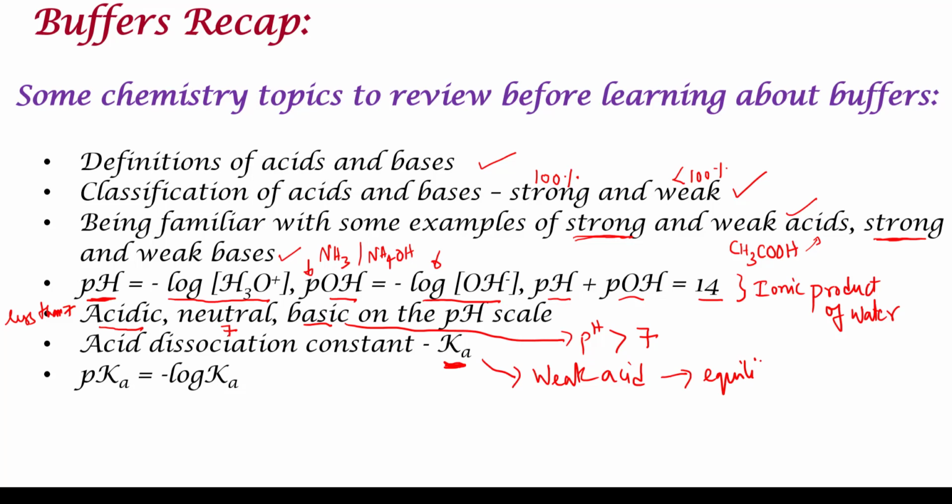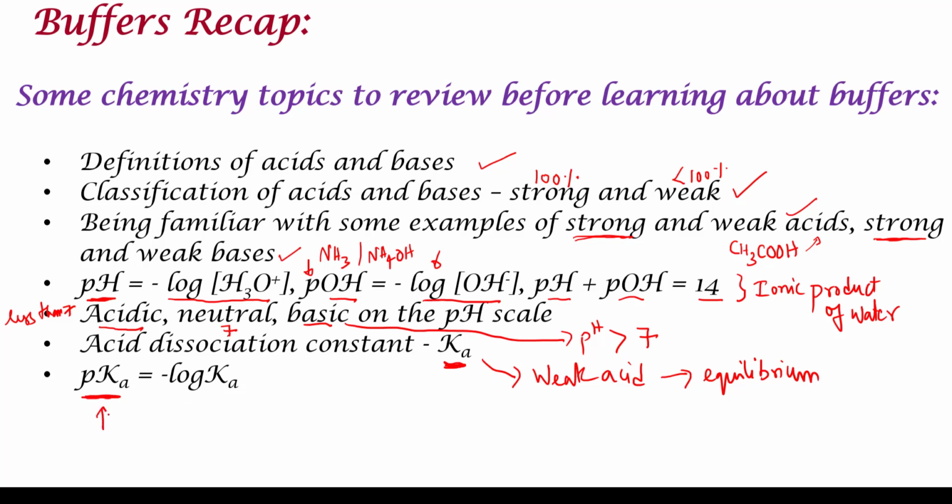So the more ions you produce, then the equilibrium constant is bigger. So that means Ka will be bigger. If the amount of hydrogen ions that are produced from the acid is a lot, then the Ka value is also going to be high. Okay, and this Ka is typically related to this quantity called pKa.